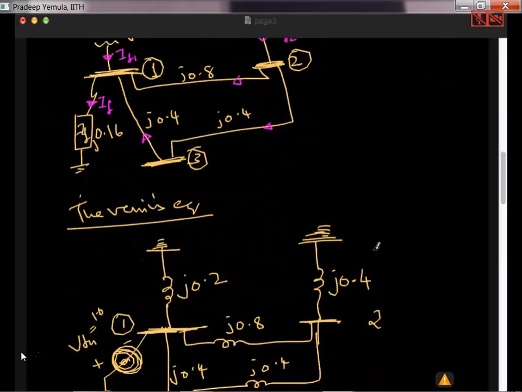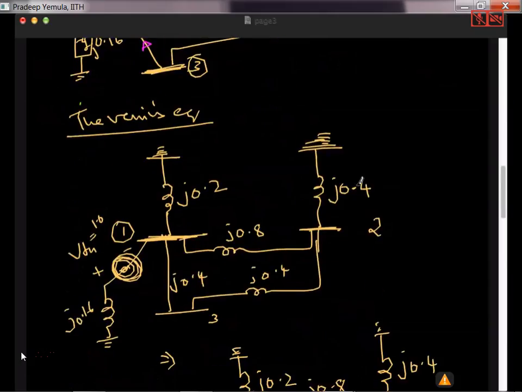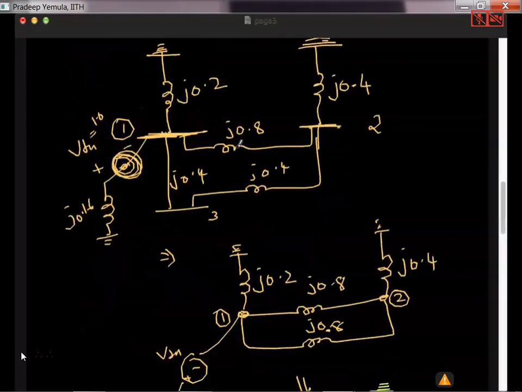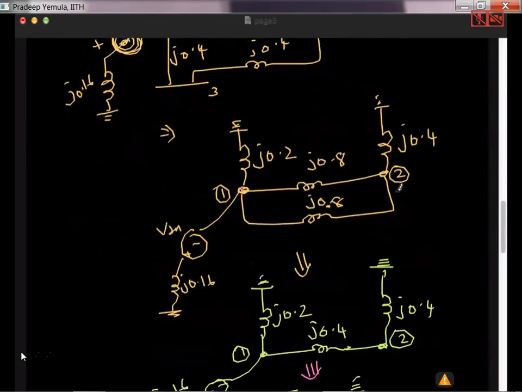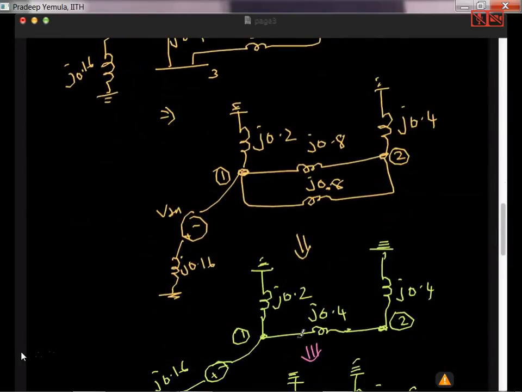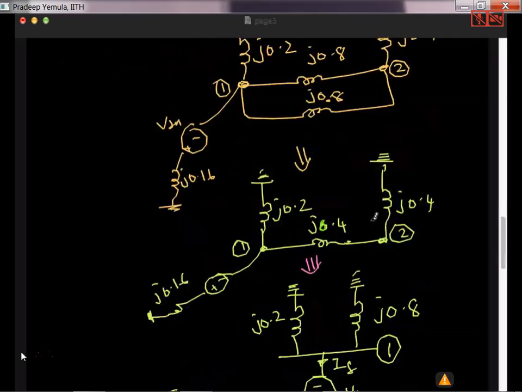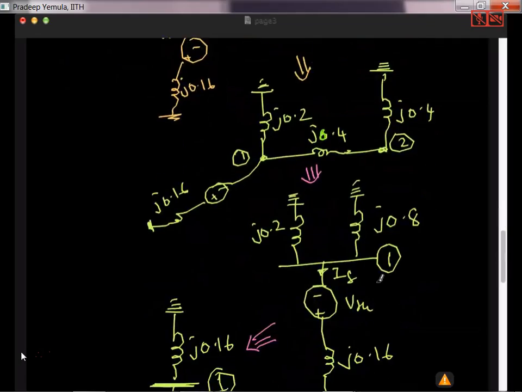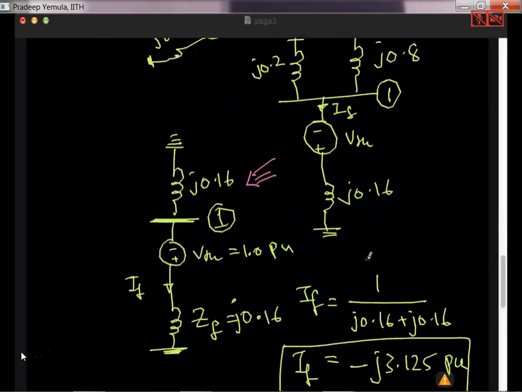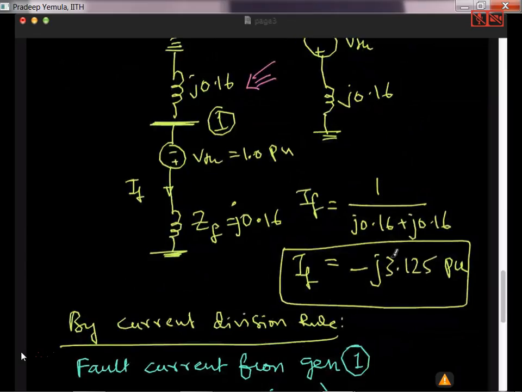So for example, here what I have done, first step I have just merged these two. Second step, these two series terms I have added. Another step, then this J0.8 will become J0.4. And then these two are in series. And then finally, by solving it as a circuit, I am getting this. So any doubts up to here?